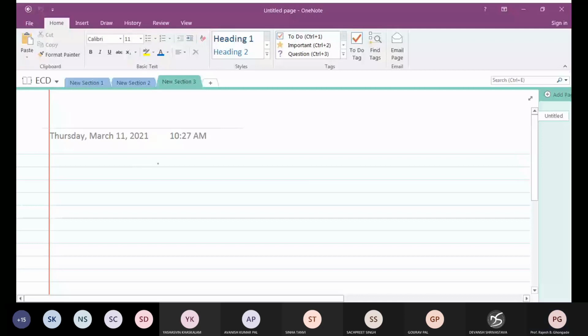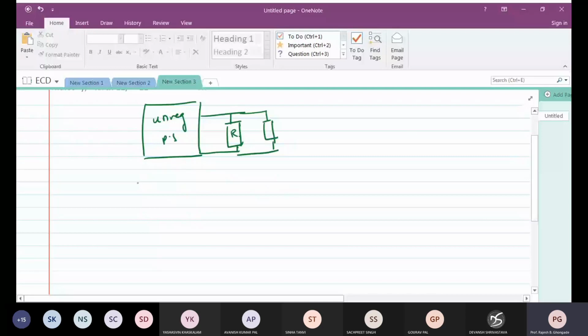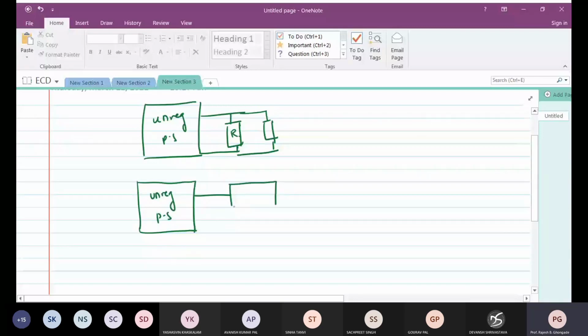So, for the previous discussion, we had said that this is the unregulated power supply, and we had the regulator or the regulating device in shunt with the load. So this is the regulating device. Now in our case, we'll be having a series device which will regulate the voltage. So this is going to be your load. This is going to be your regulator or regulating device.